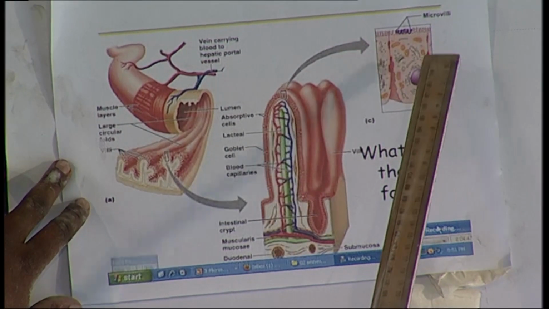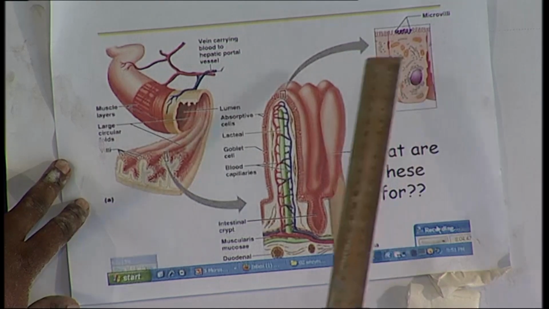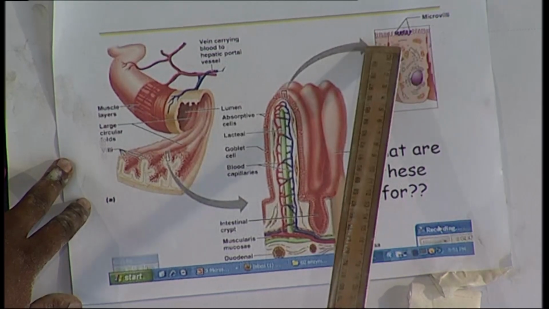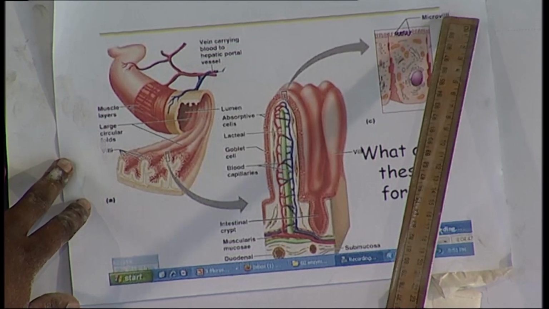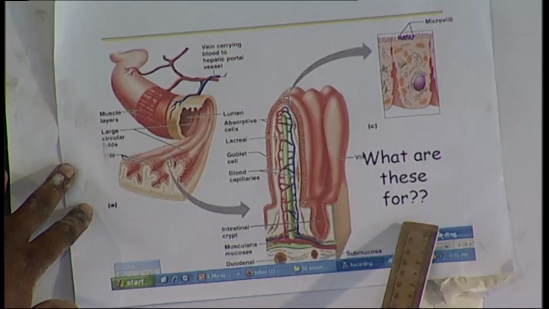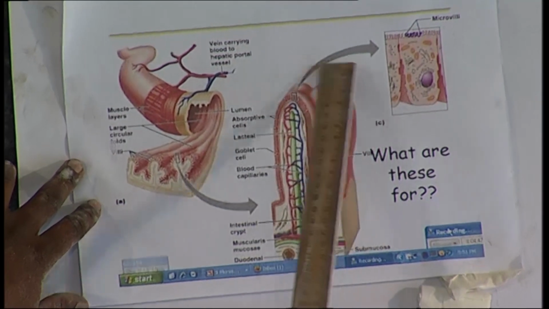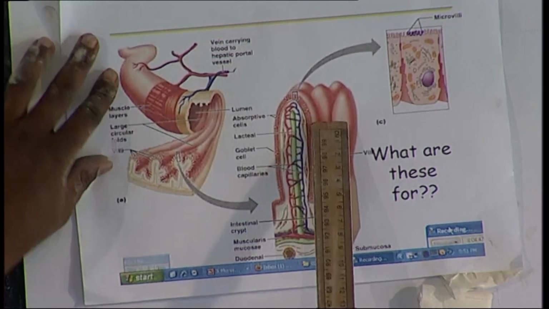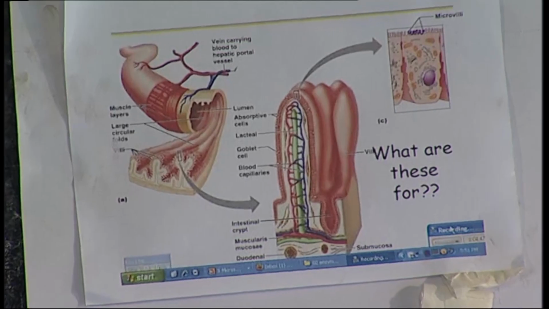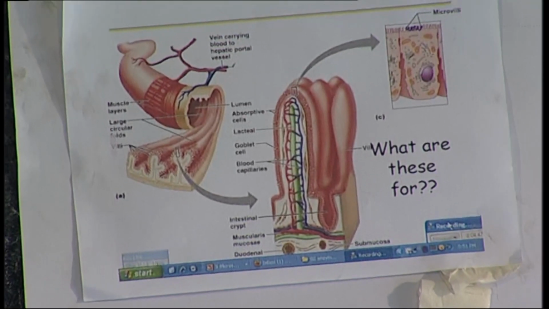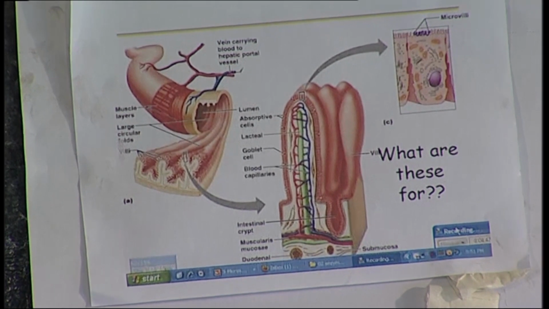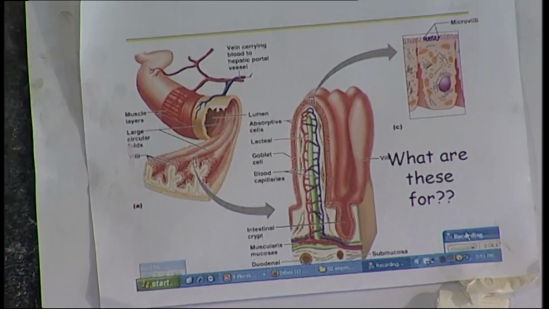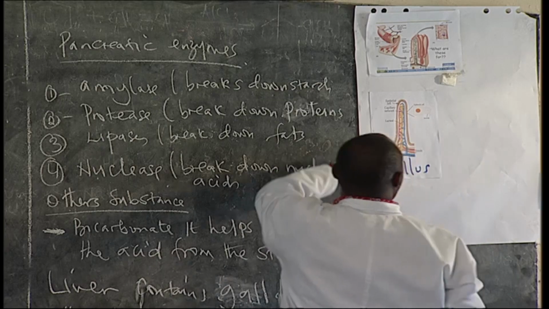On the villi, you also have microvilli. These microvilli also play a role in absorption. These finger-like villi are very important to perform the function of absorption. We have another diagram showing the detailed structure of a villus. This one is a villus. This one is a villus. As you can see, this is a villus.